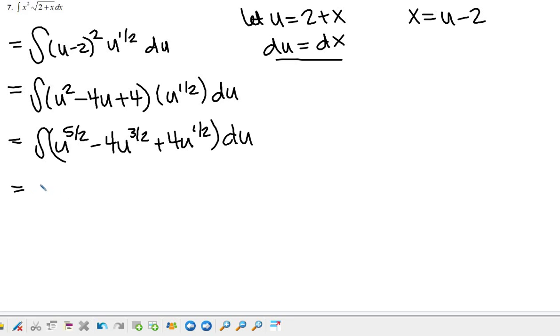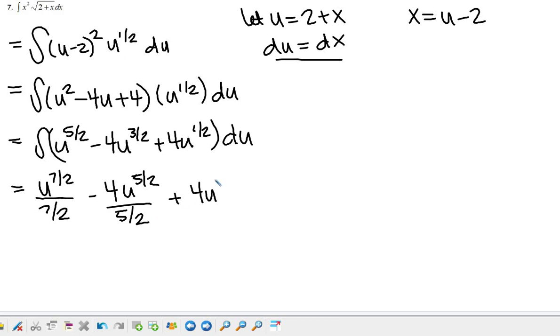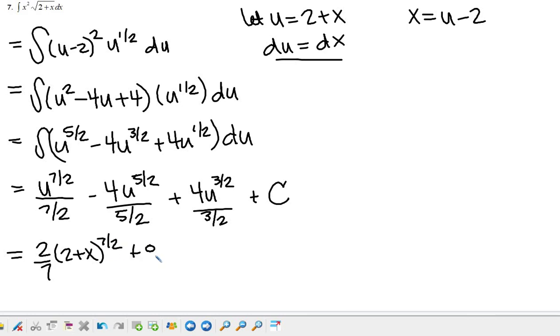So then it's just power rule. So add 1, 2 over 2, and divide. Add 1, 2 over 2, and divide. Add 1, and divide. And then don't forget your c, because it's an indefinite integral. So I have 2 over 7. My u is 2 plus x. So I have 2 plus x to the 7 over 2, plus 8 over 5 times 2 plus x to the 5 over 2, plus 8 over 3 times 2 plus x to the 3 over 2, plus c.